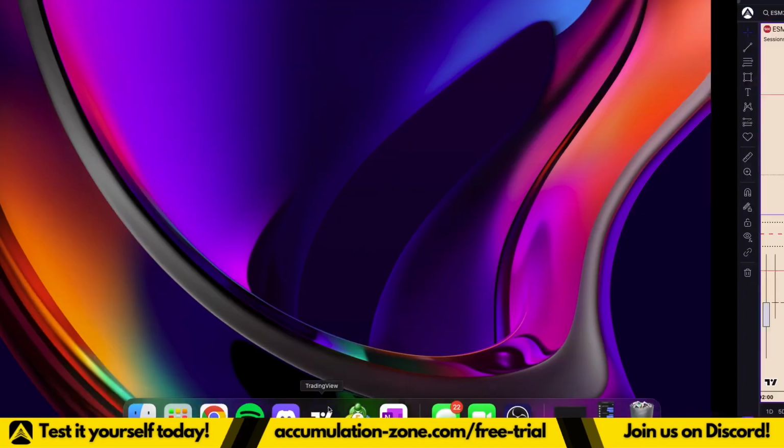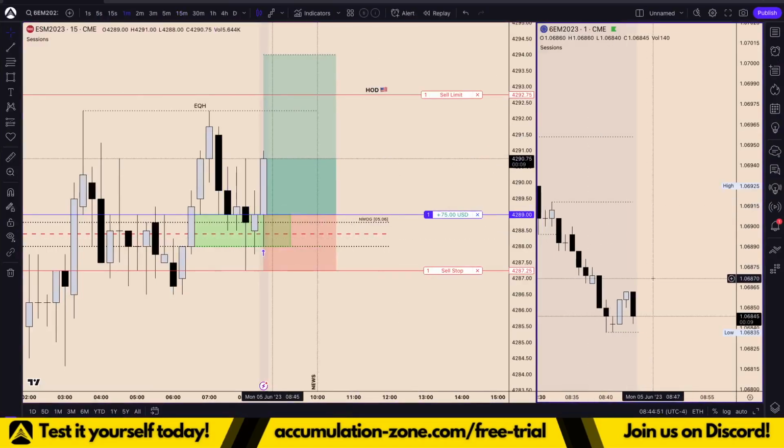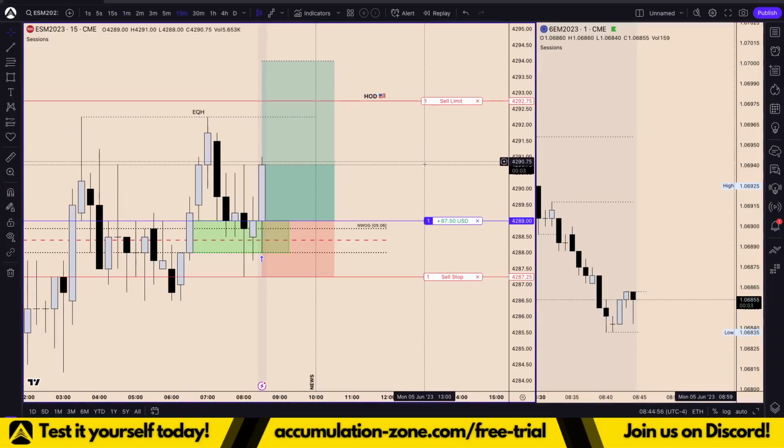So let's see, open up TradingView. As of right now, this looks like this is going to be our short-term high. We're going to mark this up.